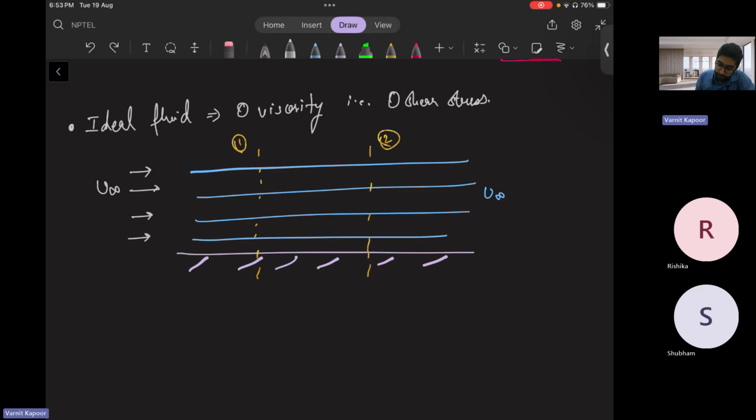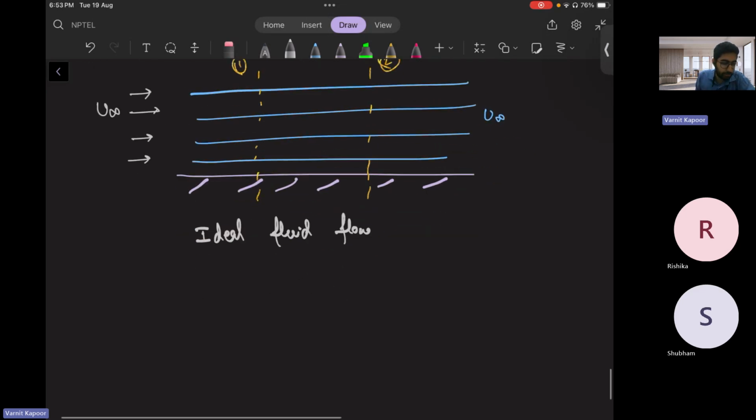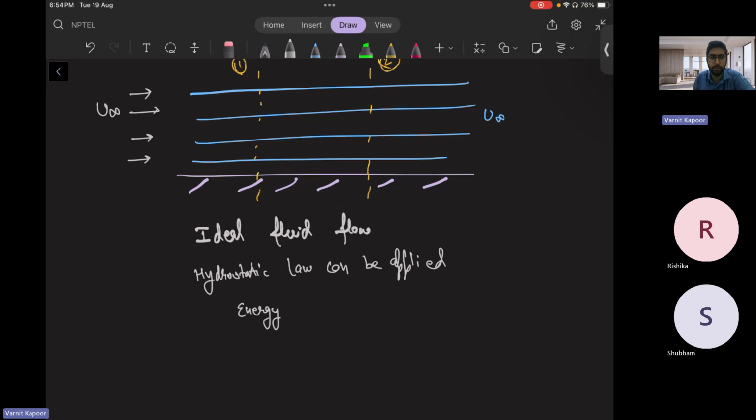So in ideal fluid flow, hydrostatic law can be applied, and energy is conserved because there is no viscosity, no loss of energy, no friction. No resistance is there, so energy is conserved.